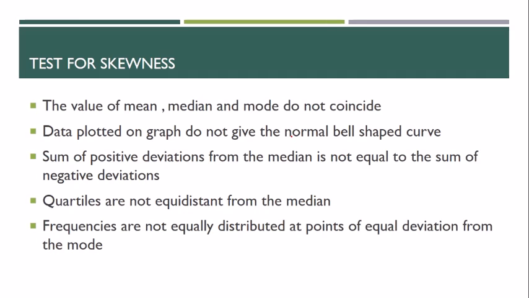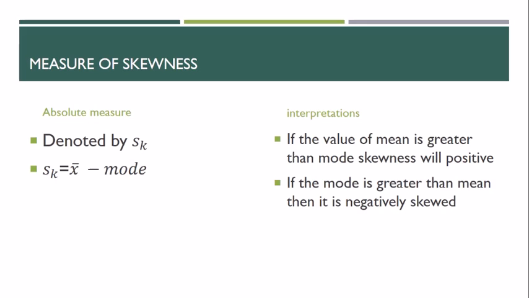The sum of the positive deviations from the median is not equal to the sum of the negative deviations. Quartiles are not equal distance from the median. Frequencies are not equally distributed at the points of equal deviation from the mode. So these are some of the points that you will witness if skewness is present in a distribution. Now from the definition we know that skewness is a kind of measure, and we come to a point where we see how to measure the skewness.